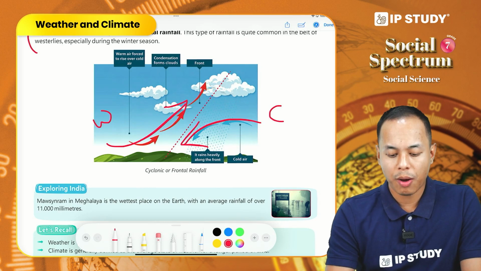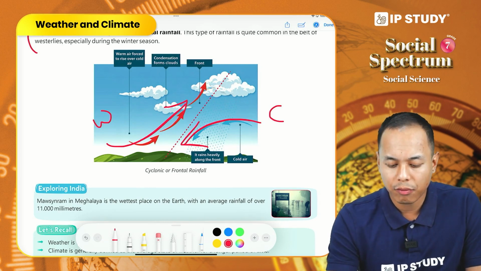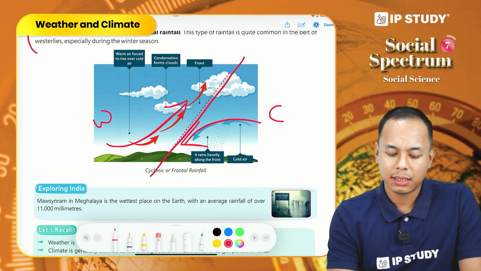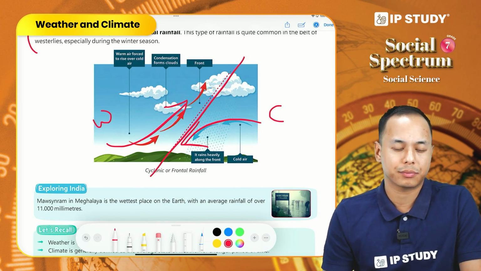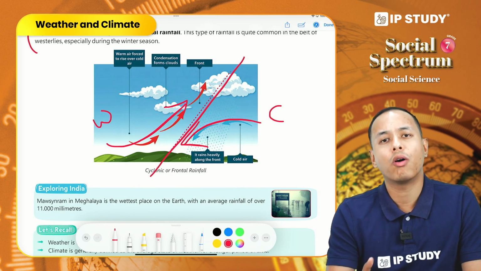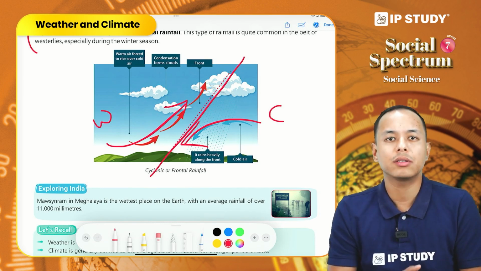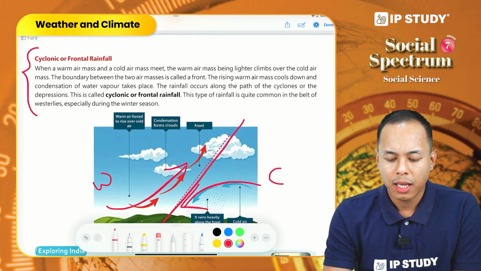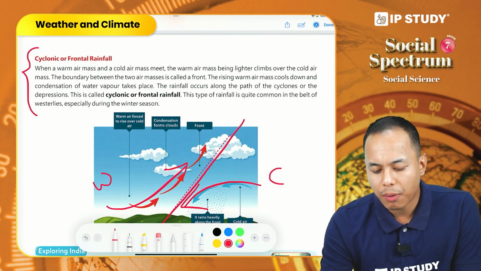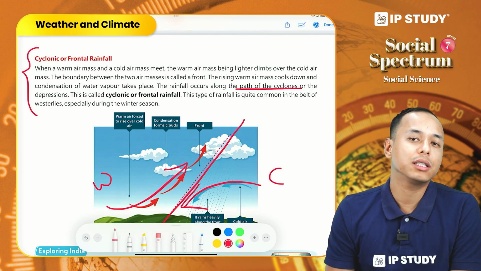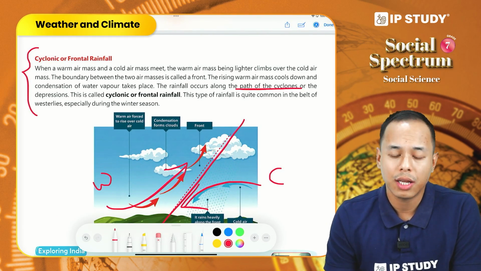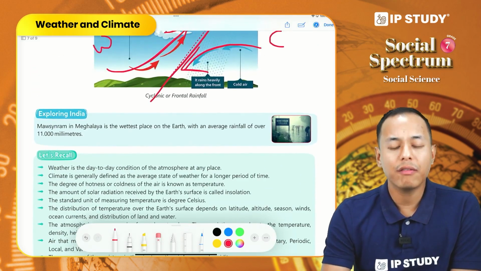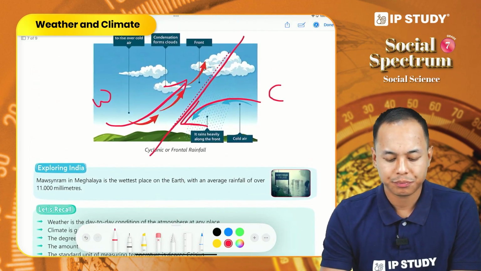Once the warm air is forced to go up, there is a formation of a boundary, which is called a front. The same process also follows here. The warm air goes up, condensation happens, clouds form, water droplets form, and then rainfall happens. This rainfall normally occurs on the path of cyclones, so that is why it is called cyclonic rainfall or frontal rainfall. Okay. So with this we have concluded the chapter.